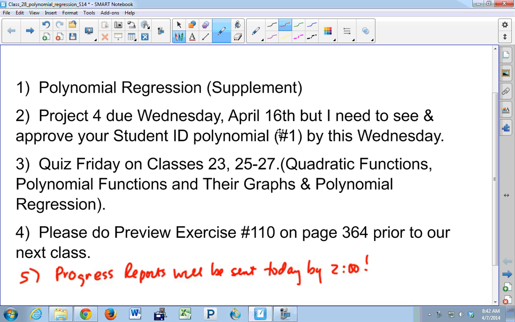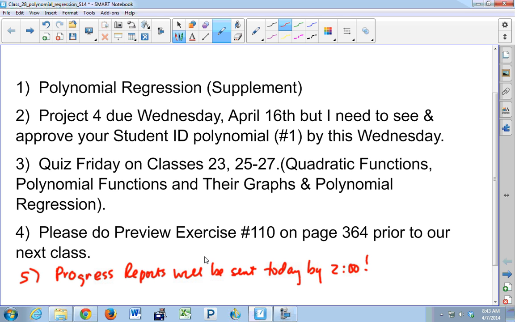So remember that I want to approve your student ID polynomial, which is number 1 in the next project, so that you don't do your whole project with the wrong polynomial. If I haven't already checked that off, please have it done by Wednesday so I can put a little check beside it. Your next quiz is on Friday. It will start with class 23, which was quadratic functions. That was the class before our last test, and it will go through today's material.